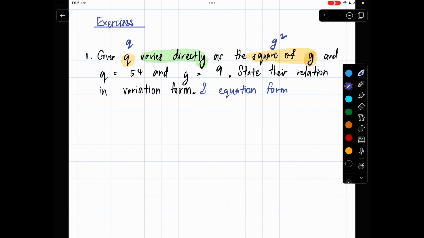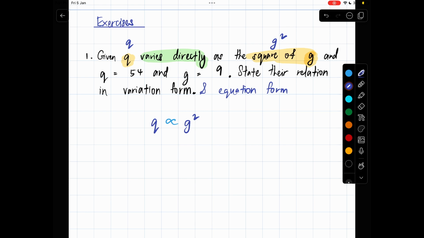And it's given that Q is 54 and G is 9. So since from the previous videos, we can conclude that varies directly means we will use the proportion symbol without using the reciprocal, because reciprocal is only used when it is given that it varies inversely. So here we get the form, which is Q varies directly as G squared. And this is the variation form where we use the proportion symbol to state the relation between the two unknowns.